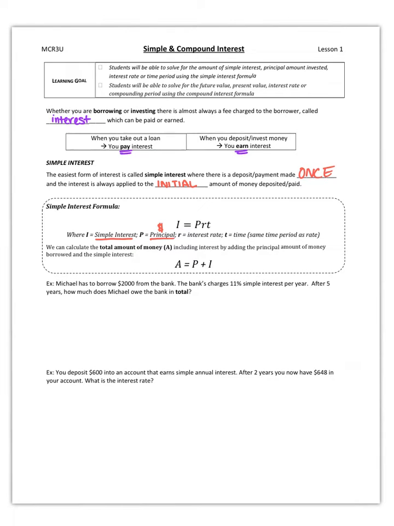And your interest rate, R, is usually expressed as a percentage, which we convert into a decimal or a fraction. And time, T, is going to be how long the money is invested. And something to make a note of is that your interest rate and your time have to be on the same time period.